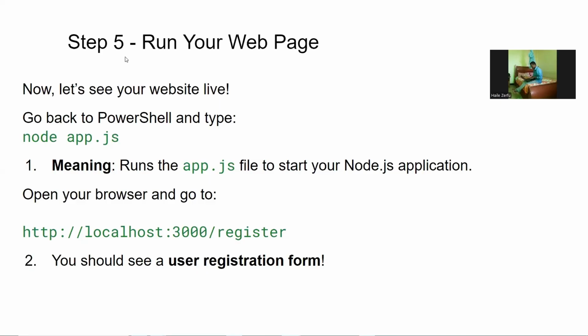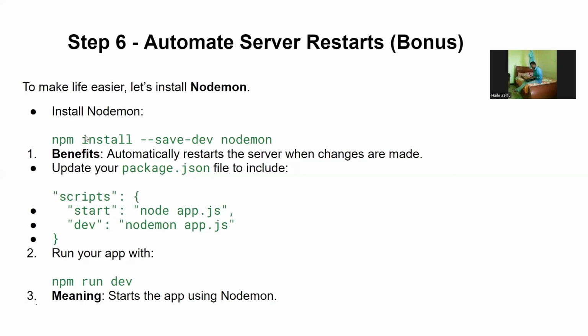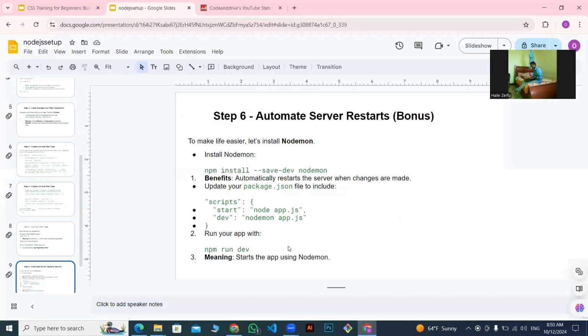So once we proceed, the next step is to run our web page. Already we ran the Node.js application. Open your browser and go to http://localhost:3000/register. You will see a user registration form. The next one, we already automated server restart as a bonus. We installed npm install --save-dev nodemon, which helps to automatically restart the server when changes are made. We can use npm start now.